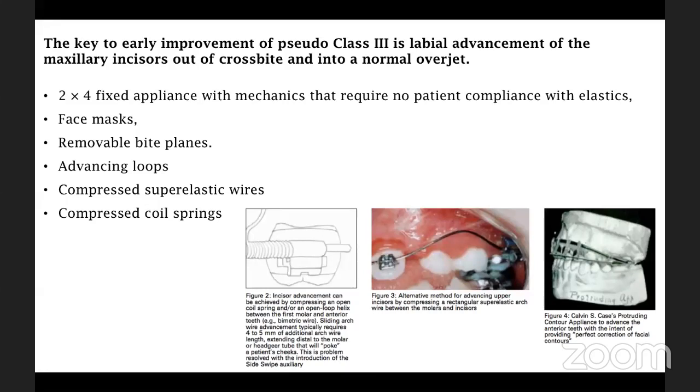Of course, everybody knows the use of a reverse pull headgear in order to correct such bites. Reverse pull headgears have also been known to have a very good effect on the profile of the patients.